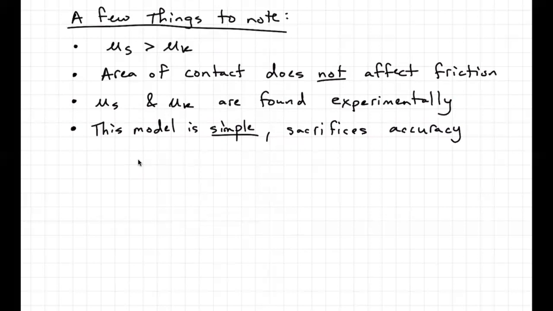It gives us a picture in our heads of what friction is doing, and we can use it in problem solving. So we're going to go with these models, and just as a final reminder, static friction is less than or equal to mu s times n, kinetic friction equals mu k times n. Those are our two models for friction.